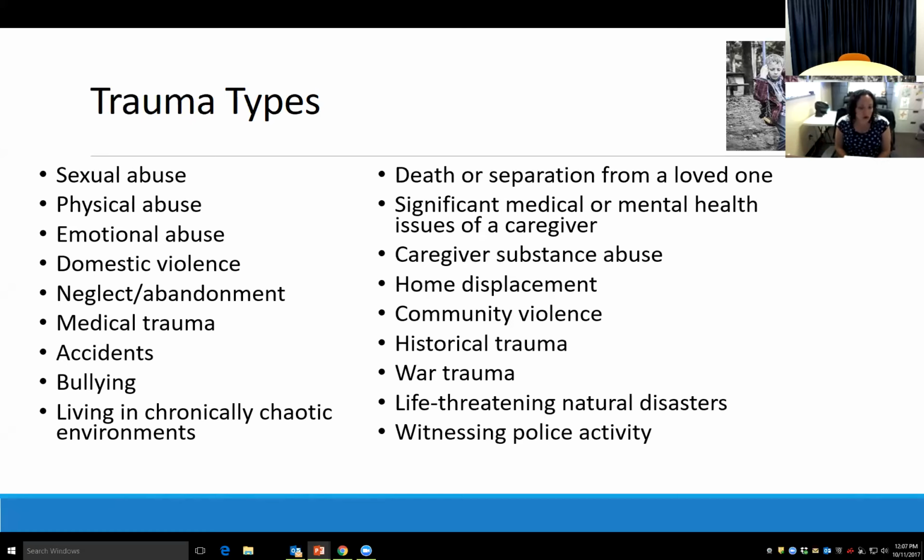War trauma is one that often comes to mind when we think of trauma, and was really one of the first ones that was thought about when the diagnosis of PTSD came up, and even when PTSD treatments were initially developed. We have life-threatening natural disasters and witnessing police activity, which is another common one that we see with our families and is not always thought of as traumatic. But if a child experiences a police raid, or sees people get arrested, or just the police coming to the home, the flutter of activity around that could be traumatic for a child.